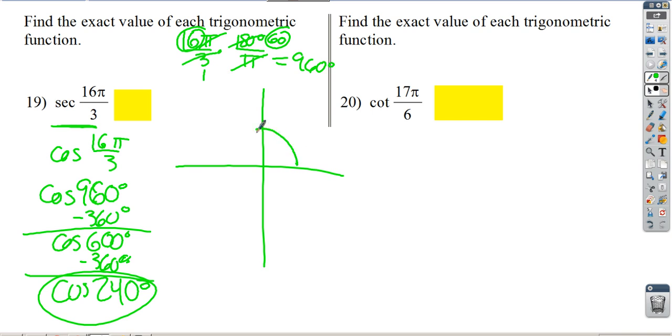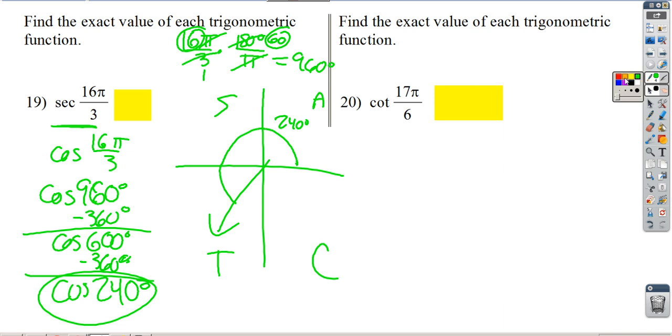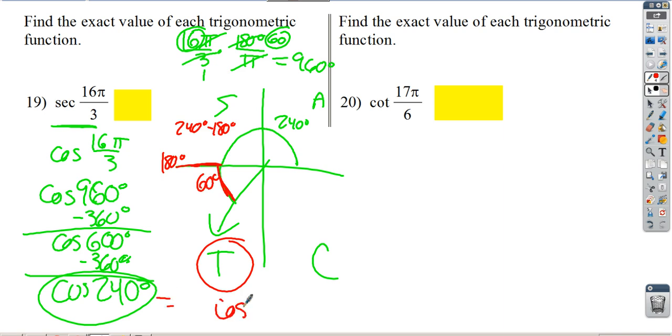So here's 90, here's 180. 240 doesn't take us quite to 270. And I'm going to label this with all students take calculus just to keep in mind what our positive negative should be. So since we're in the third quadrant, we know cosine is going to be negative because only tangent is positive there. And then we want to get back up to the 180, and we're at 240 right now. So that's our reference angle. 240 minus 180 is 60. So cos 240 is the same thing as cos 60, only it's negative because we're in the third quadrant. So that should be negative.